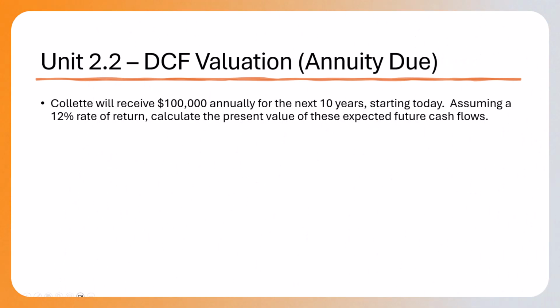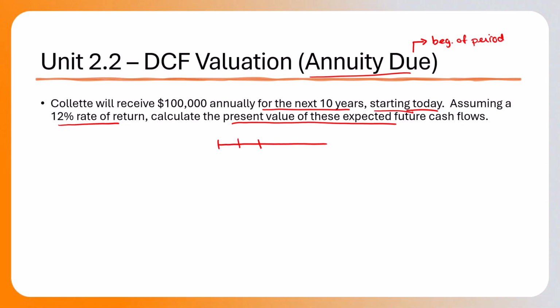All right, Colette will receive $100,000 annually for the next 10 years starting today. Because the cash flows start today, and it's titled in the slide, Annuity Due, we know that this is beginning of period payments. They will all occur one period sooner. Assuming a 12% rate of return, calculate the present value of these expected future cash flows. I'm just going to briefly draw the timeline.